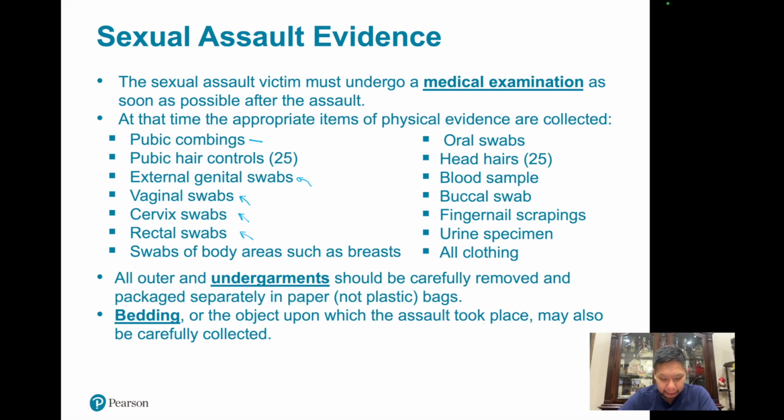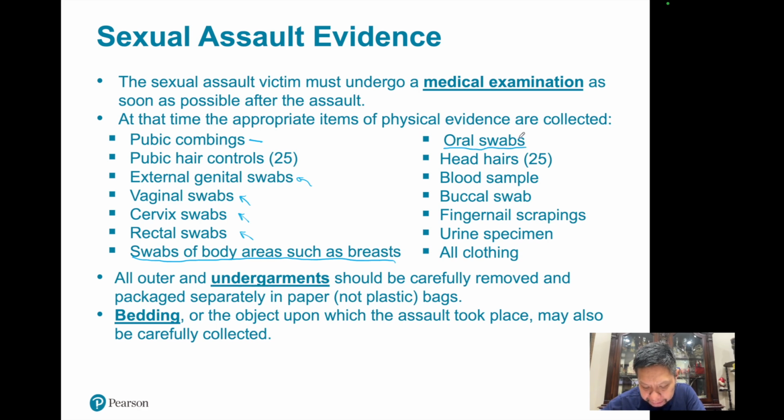I think one of the things that people don't commonly think of when we do a sexual assault case is that we also collect swabs of body areas such as the breast. The reason why is because during a sexual assault, oftentimes the perpetrator is kissing or licking the victim on all kinds of body parts, not just the breast, but also their arms, their legs, their feet, their face, their neck, all kinds of places. So you have to be swabbed all over your body just in case the perpetrator licked or kissed the victim there, right?